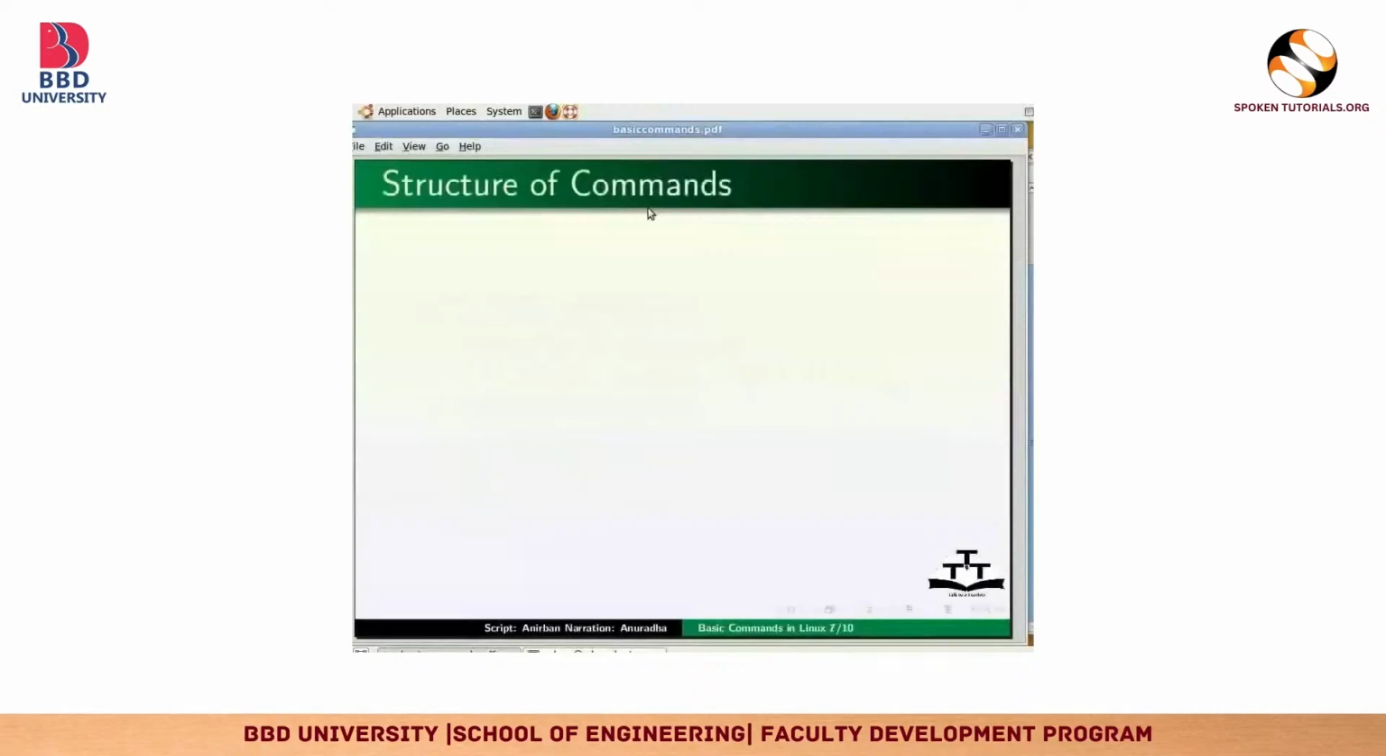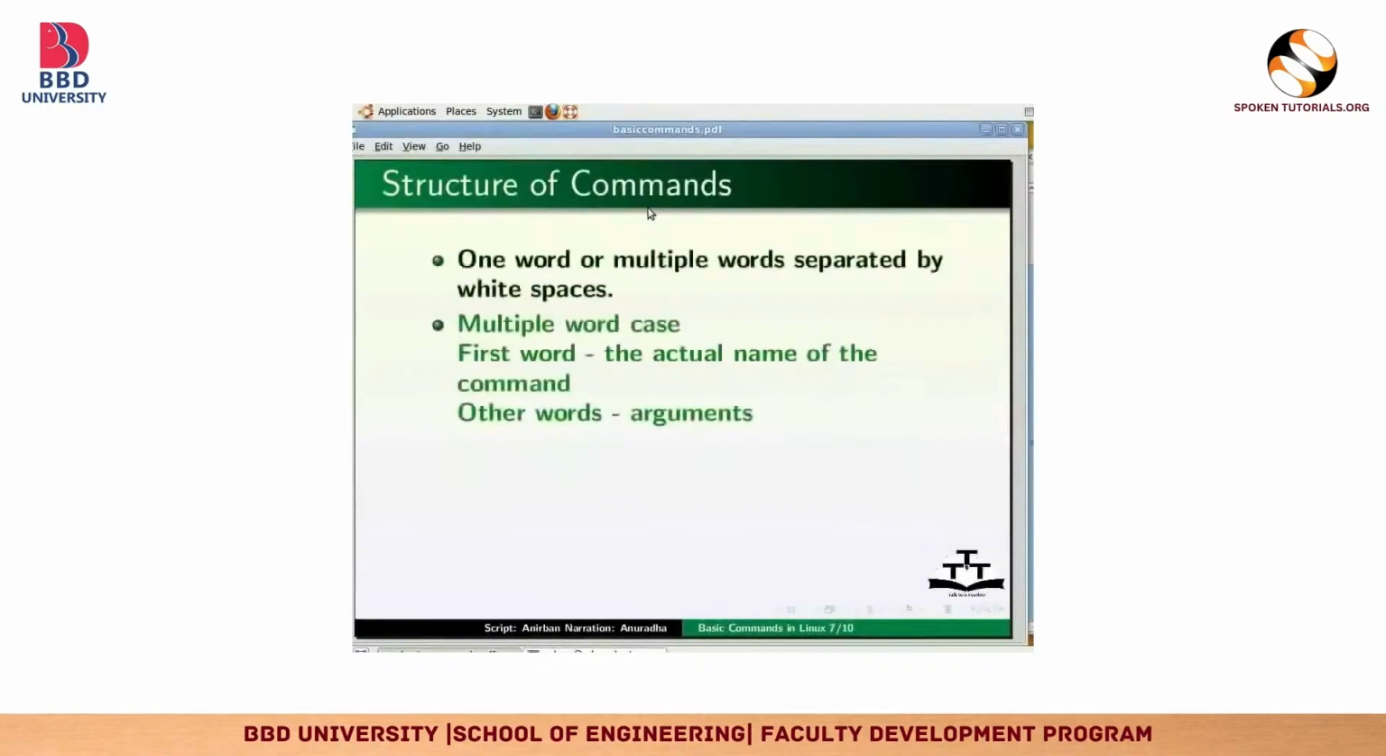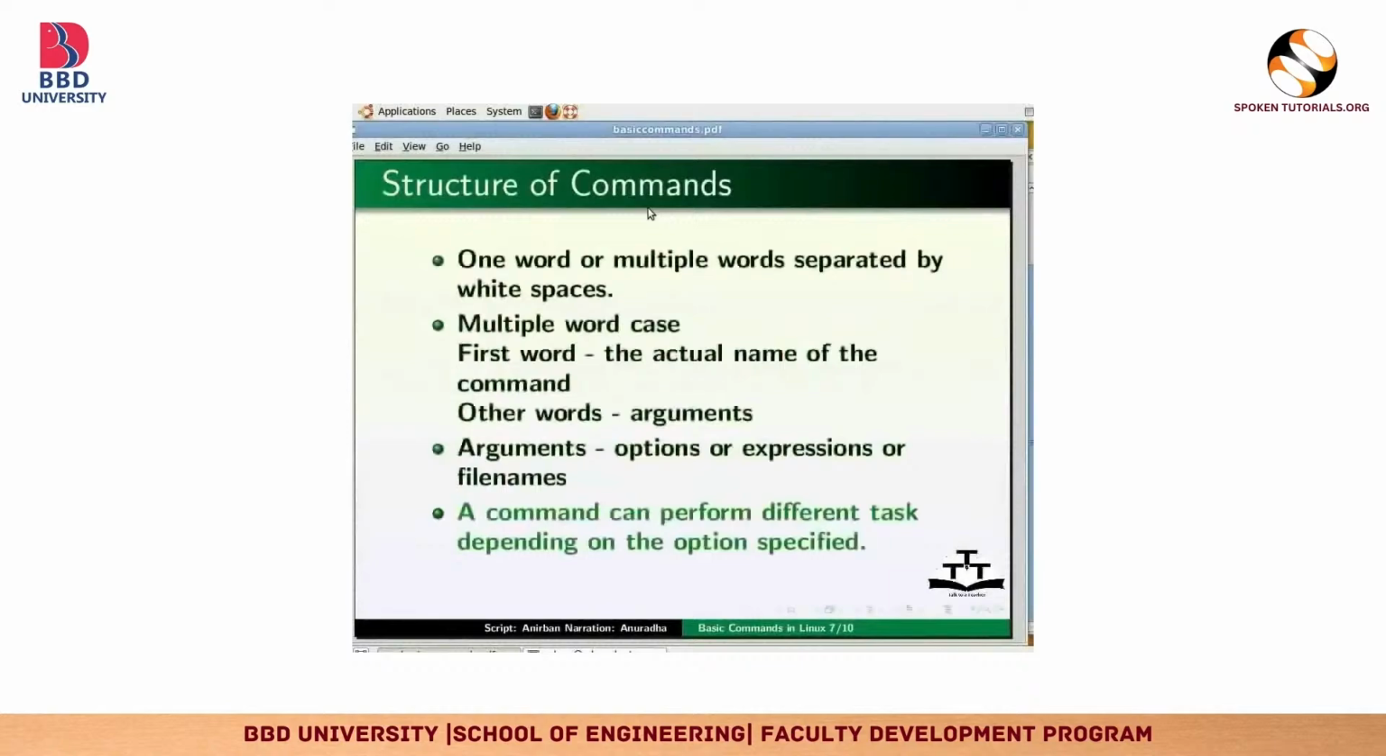Another important thing which we need to understand is the structure of commands. Commands can be of one word or multiple words, separated by white spaces. In the second case, the first word is the actual name of the command while the other words are arguments. Arguments can be options or expressions or file names. A command can perform different tasks depending on the options specified. They are generally preceded by a single or double minus sign called short and long option respectively.